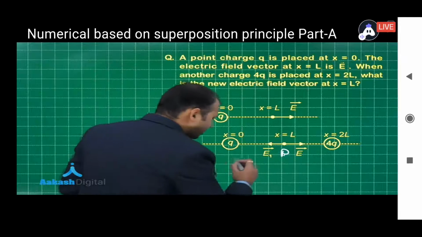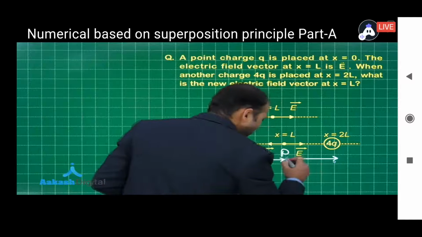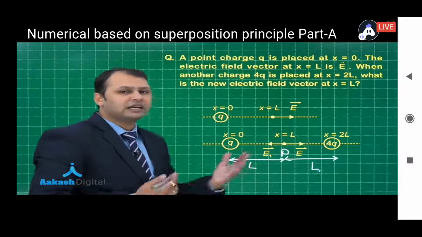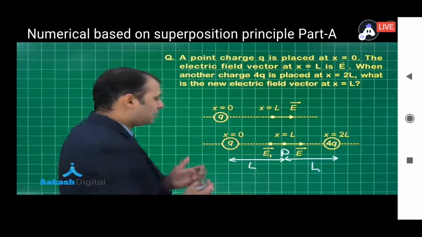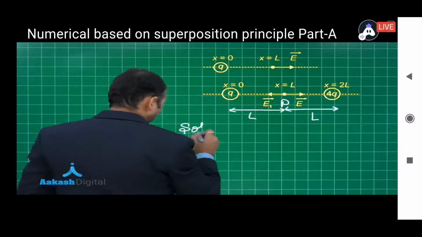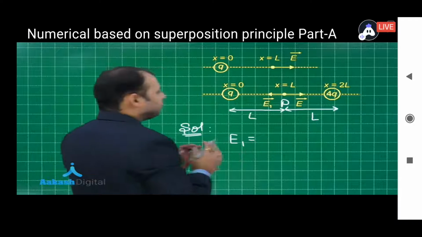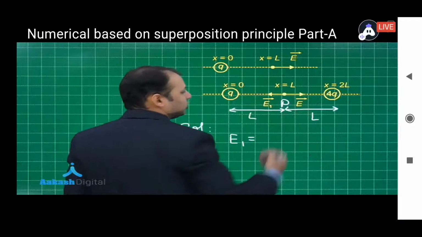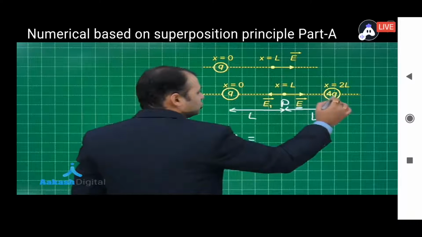The distance from here to here is given as L, and from here to here is again L. Obviously both the charges will apply electric field here. Again it's a simple application of the superposition principle. So let's start the solution. First of all we have to find the magnitude of E1. If you first see the direction, it's already given that E1 is along this direction and E is along this direction. This electric field is due to this charge and this electric field is due to 4q.